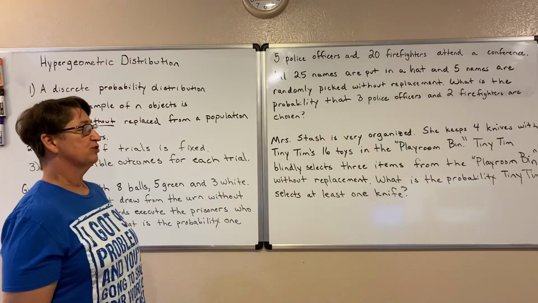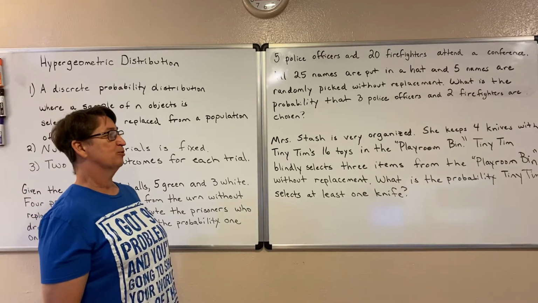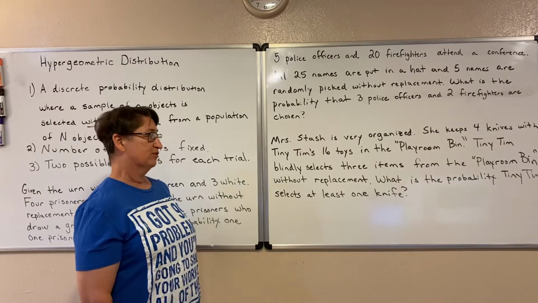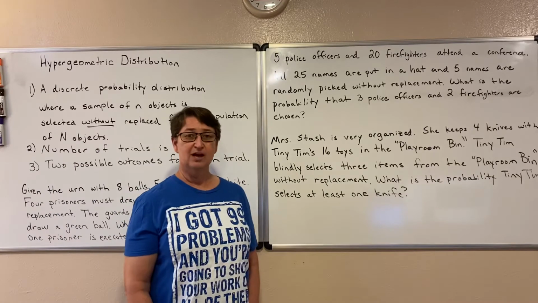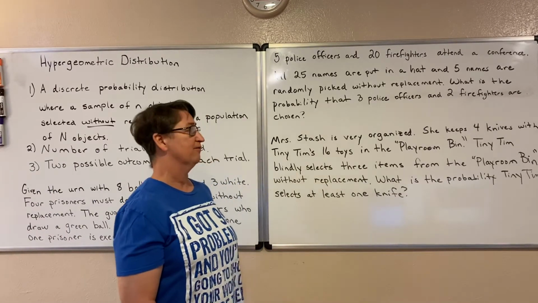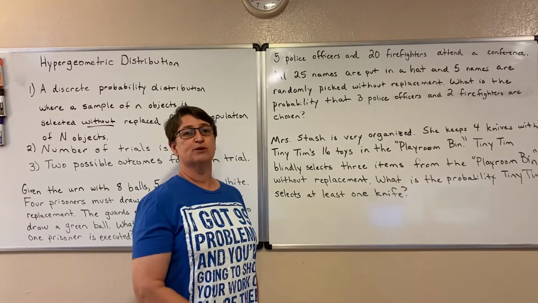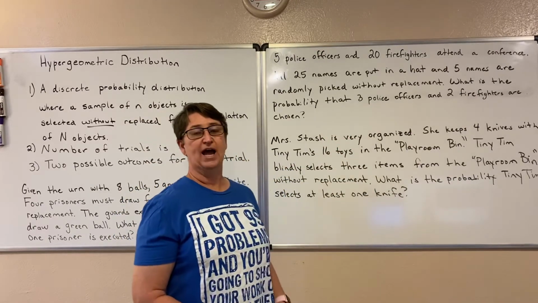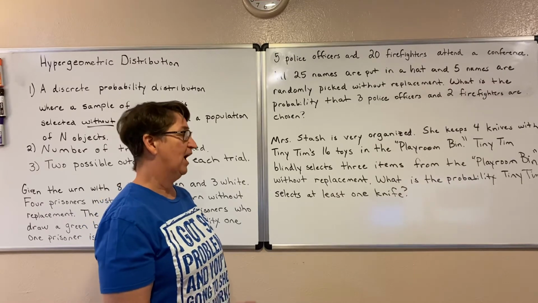Here's another example. 5 police officers and 20 firefighters attend a conference. All 25 names are put in a hat, and 5 names are randomly picked without replacement. What's the probability that 3 police officers and 2 firefighters are chosen? Again, we have a population of 25, and we're going to select a few out of there without replacement. This is a discrete variable because we're going to be counting the number of police officers that we choose out of the hat. We could choose 0, 1, 2, 3, 4, or 5.